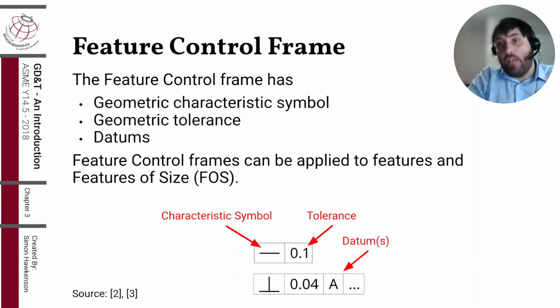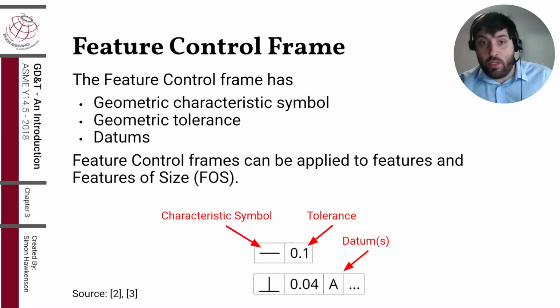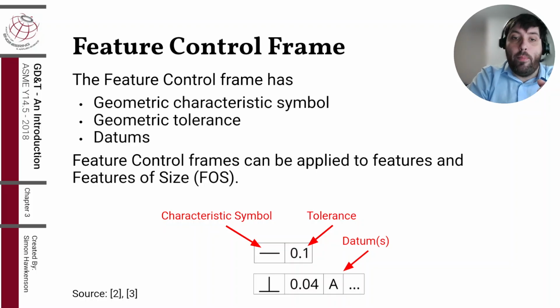The last one is not always there, but it depends on the specific geometric tolerance you apply. Some of them require datums, which is what the last compartment is called. So yeah, it's for datums, and we'll dig into datums soon. And as a quick thing to note, feature control frames can be applied to both features and features of size.